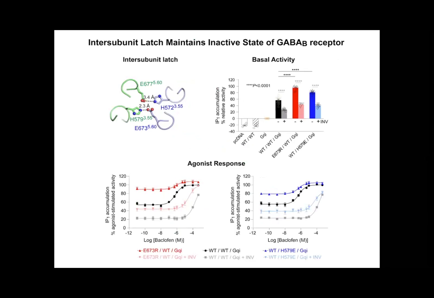To investigate this, we examined the effect of single charge repelling mutations within the motif. These include E673R in GABAB1 and H579E in GABAB2. The wild type data is shown in black and the mutant data are shown in red and blue. The lighter shades of color correspond to data obtained in the presence of an inverse agonist.